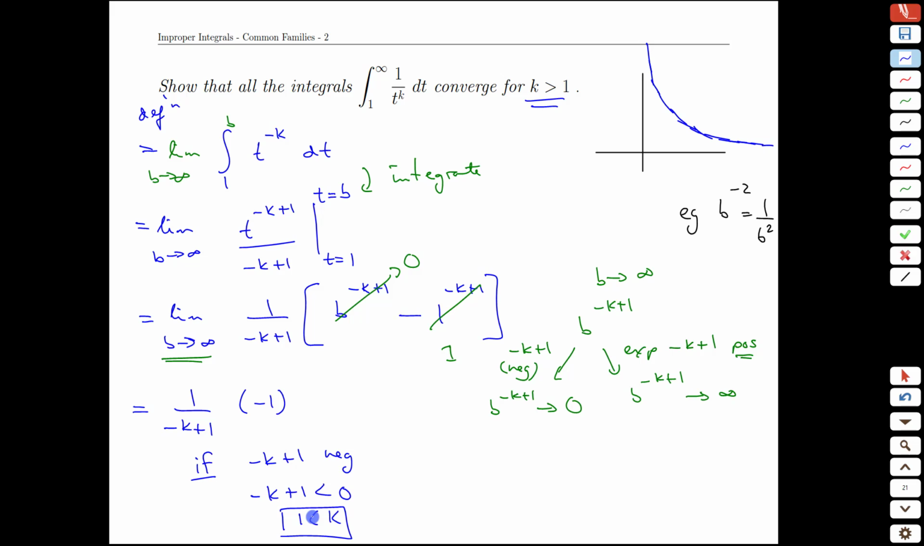If we have integrals of t to high powers in the denominator, then this integral will converge. If we have t to low powers, powers less than 1 in the denominator, then this integral will diverge.